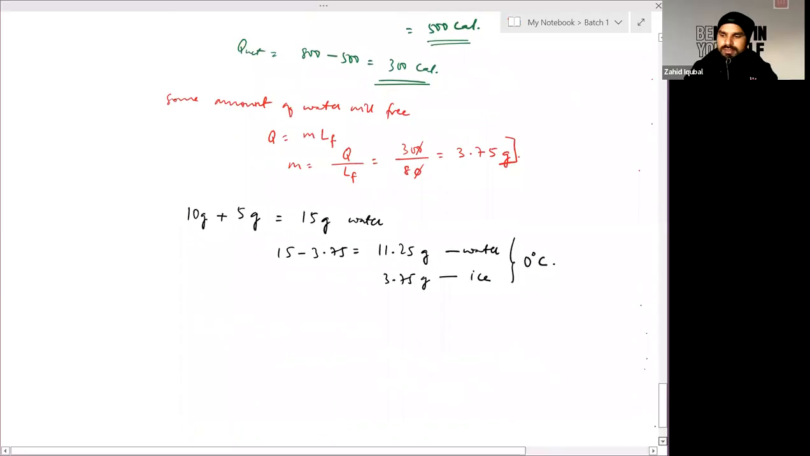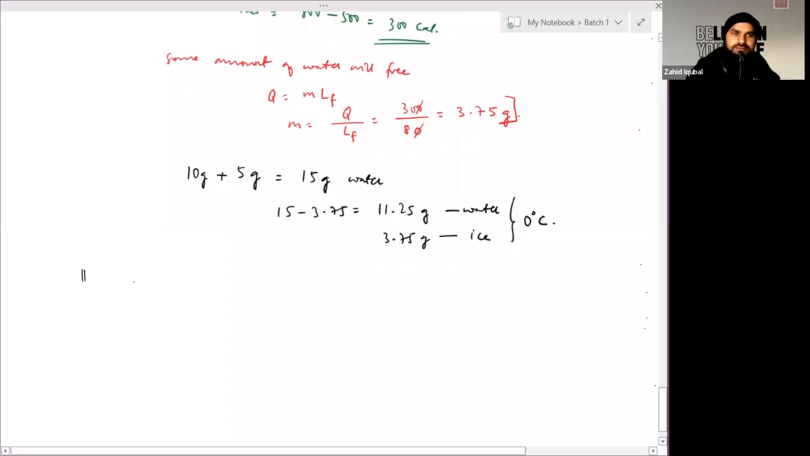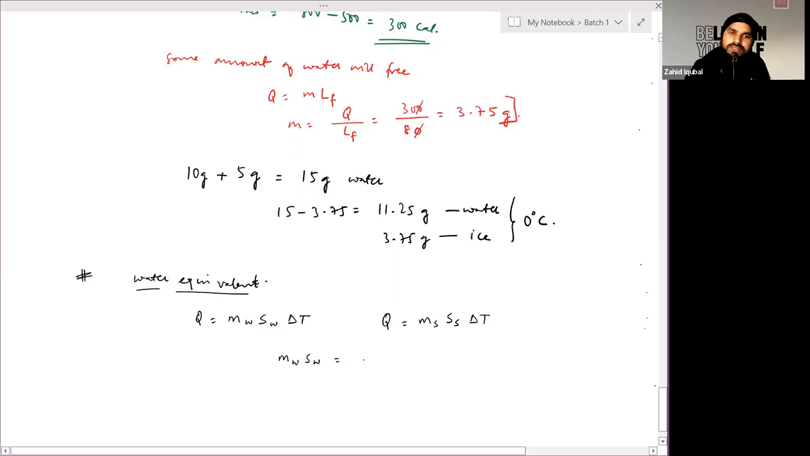Now, related to this part, there is a concept: water equivalent. Suppose Q equals mass of water, specific heat capacity of water times change in temperature. If I define this heat for any substance, it will be mass of substance, specific heat capacity of substance times change in temperature. Now just equate these two quantities. So you'll get mass of water times specific heat capacity of water equals mass of substance times specific heat capacity of substance. So from this expression, mass of water equals this quantity.